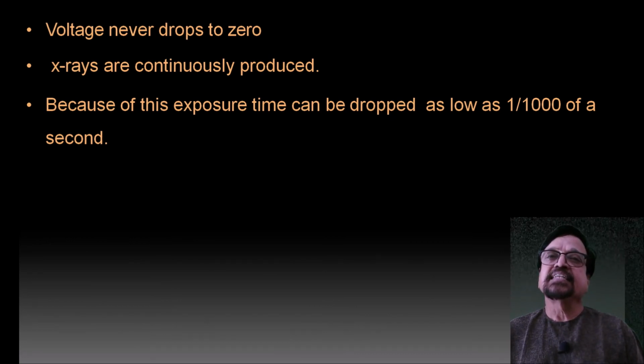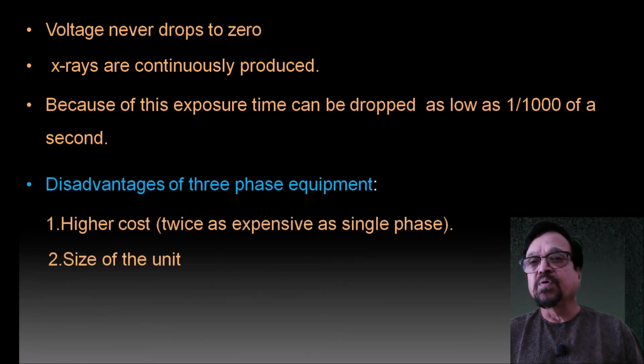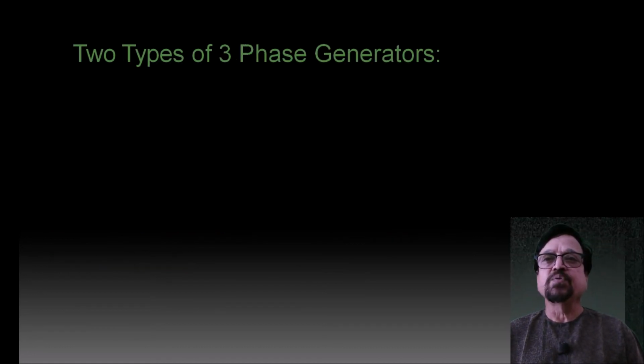And since it is continuously flowing, there is never a voltage drop, or there is never a drop in the exposure production. Because of this, exposure time can be dropped as low as 1 in 1000 of a second. The disadvantage of three-phase equipment is higher cost, and the size of the unit is slightly bulky. So in portable units and dental units, we use a single phase generator.